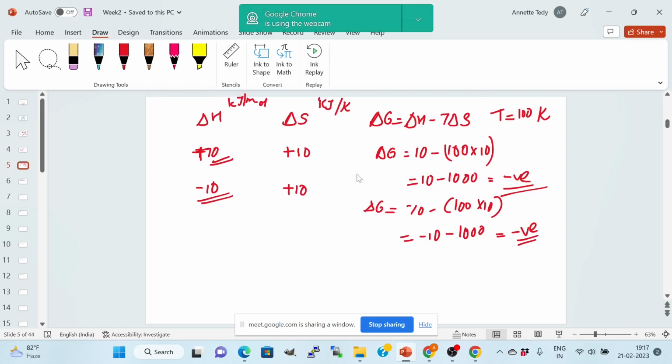So here, in both these cases, we can say that T delta S is greater than delta H, right? Because delta H was just 10, and T delta S is a large value. That's how we got this delta G, right? So now, what if delta H is still 10 and delta S is negative?